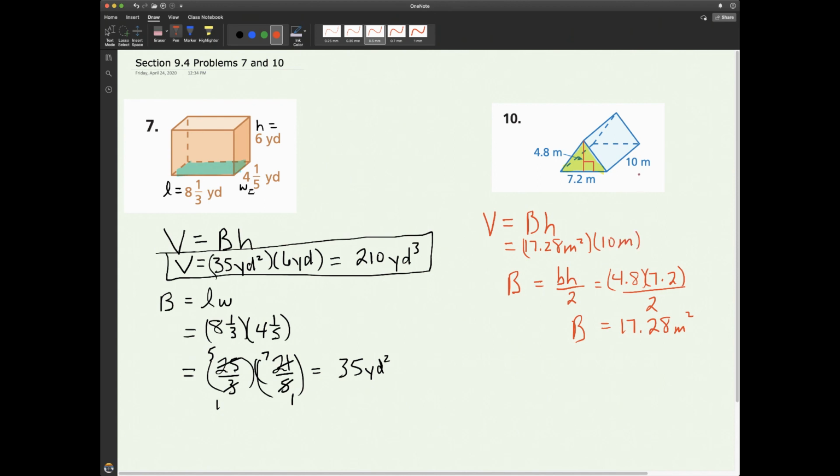Remember, the height of a triangular prism is this distance between the triangular bases. Some students can get confused and sometimes use this as the height of the prism. It is not. That is the height of the base. The height of the prism for a triangular prism is the distance between the two triangles. All right, so I have my volume, and multiplying 17.28 times 10 should be 172.8 meters cubed. Volume is always cubed.